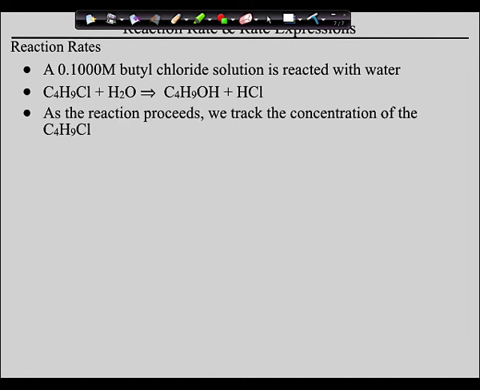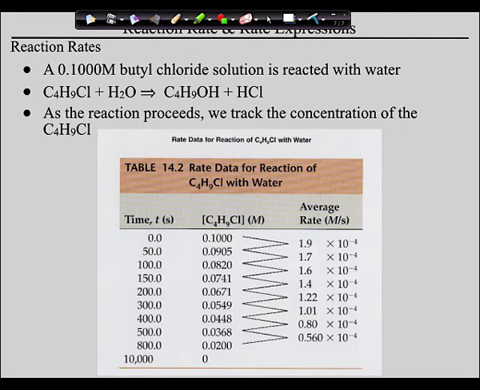Now, when we look at this reaction, guys, typically what we will do is track the concentration of a product. In this case, they've actually given us the concentration of a reactant. So guys, if we're going to track the concentration of a reactant, what should the graph look like? Just in general, downward sloping. And so this is the data that we've got.